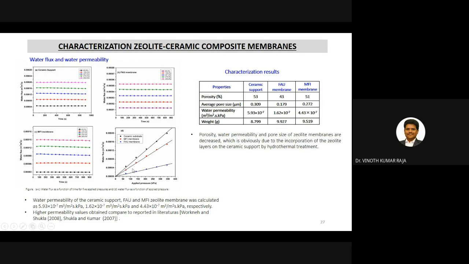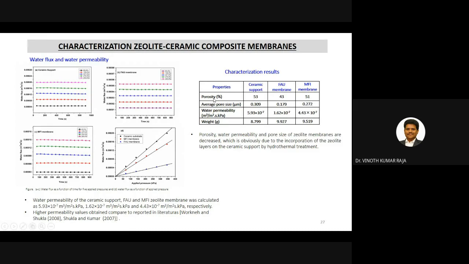However, if you look at this, the black line represents the ceramic substrate, the red line represents the MFI membrane, and the blue represents the FAU membrane. The flux is decreased compared to the ceramic substrate without coating. Here I have provided in the figure the porosity of the substrate, FAU membrane and MFI membrane, the average pore size for the support and the 2 zeolite composite membranes, and the water permeability for the substrate as well as the 2 composite membranes.